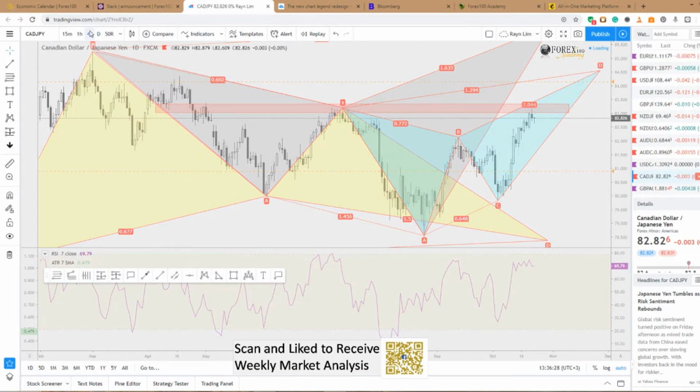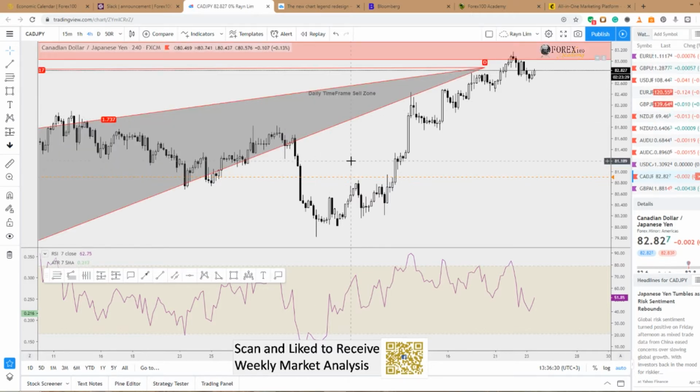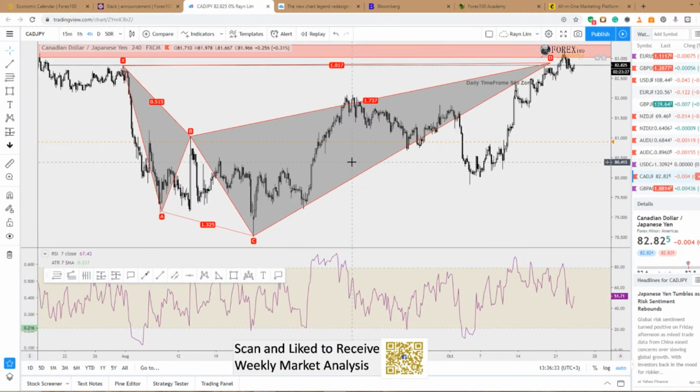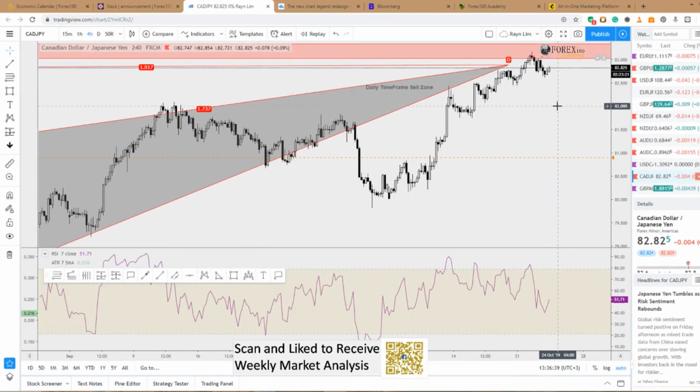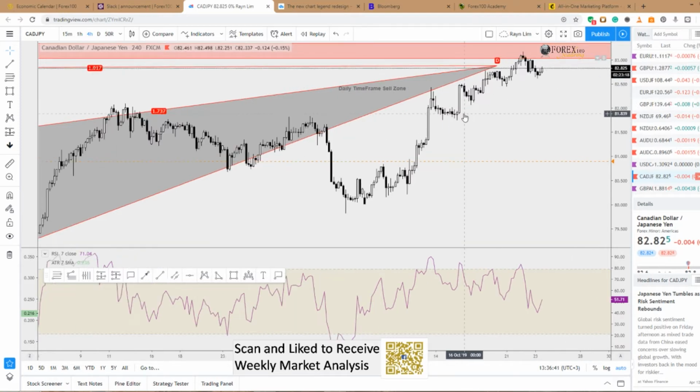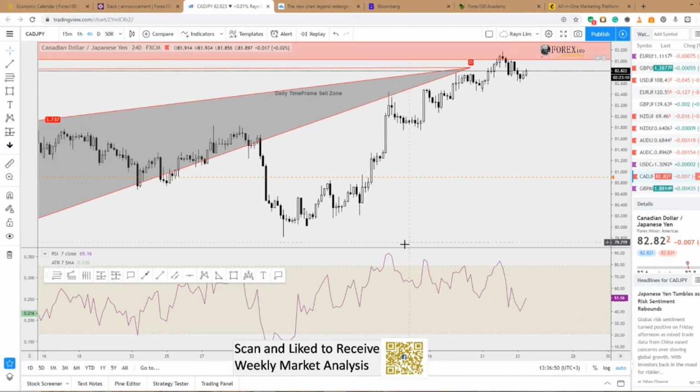Alright, down to the 4-hour chart. On the 4-hour chart, I have really engaged in a shorting opportunity. There is a bearish Shark formation completed, and I've shorted it. So let's see how this trade goes. Supposedly it should be a profitable run. Let's wait and see, be a bit patient.